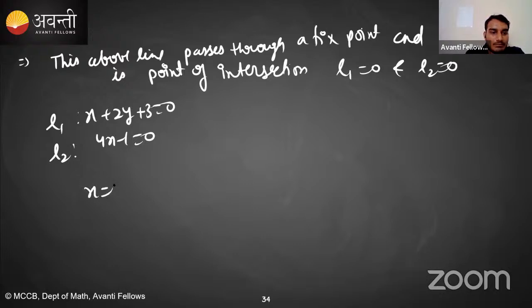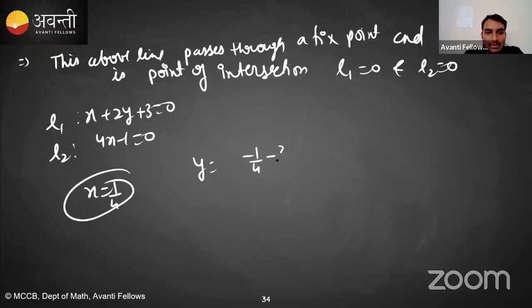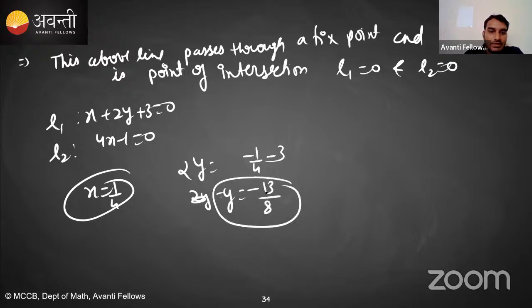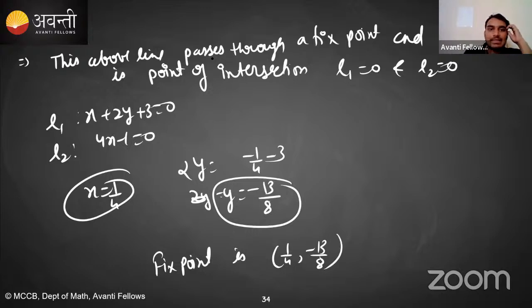x कितना आ गया? 1/4. y कितना आ गया? -1/4 minus 3, 2y. So 2y is minus, y कितना आ गया फिर? y is equal to minus 13/8. Clear? Is this clear? So the fixed point is 1/4 comma minus 13/8. Clear? Is this clear, students?